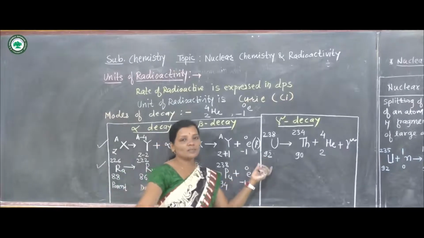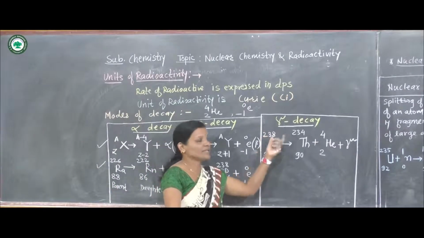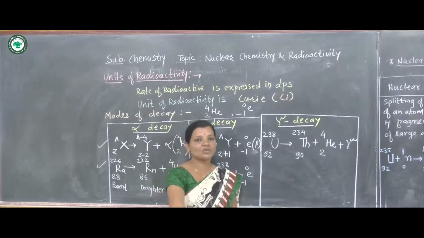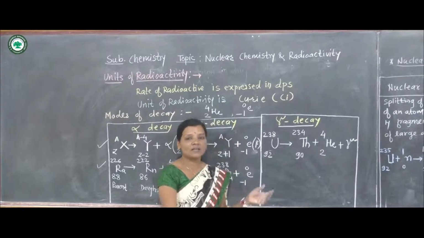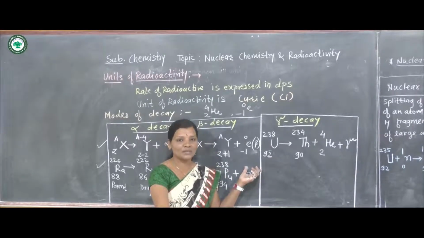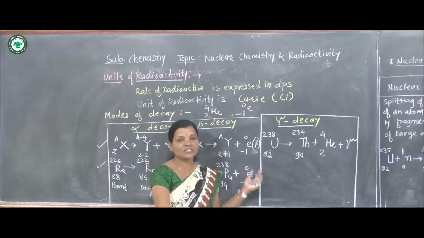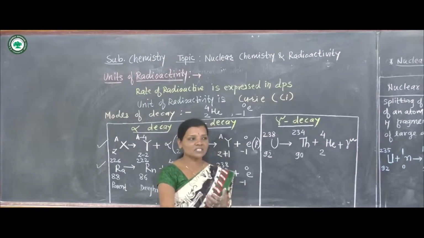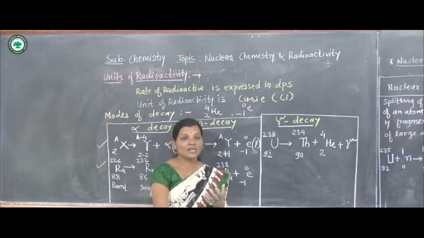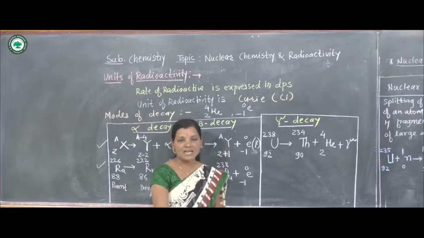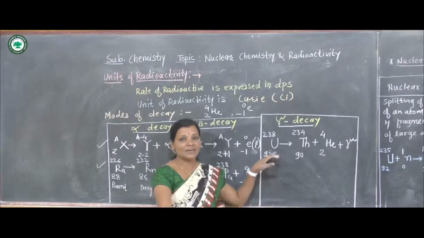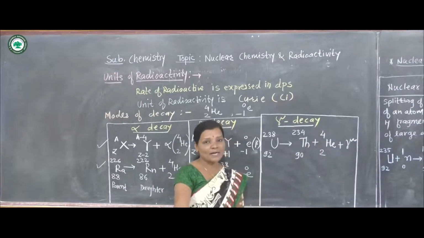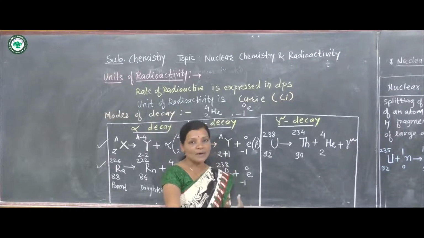Now the third mode of decay is gamma decay. With the emission of alpha and beta particles, gamma radiations are also observed, because an unstable nucleus is converted into a stable nucleus by gamma radiation. When alpha and beta emission takes place, the nucleus becomes unstable, that means it goes to the excited state, and this excited state is brought to the ground state by the emission of gamma radiation.